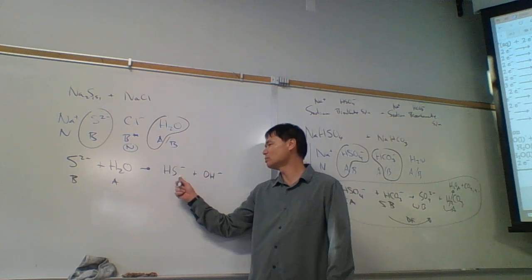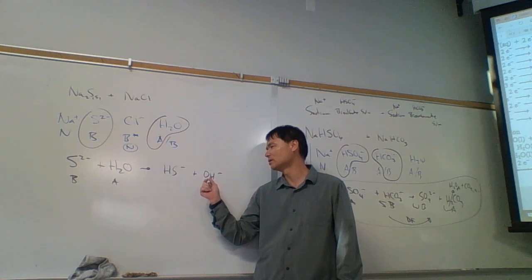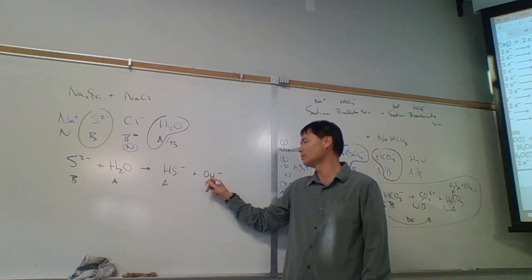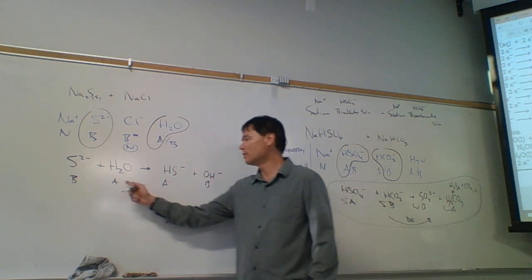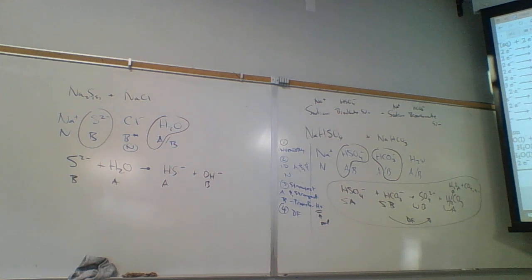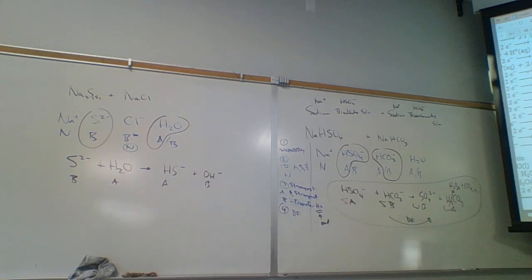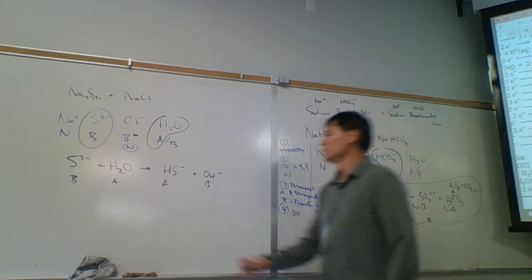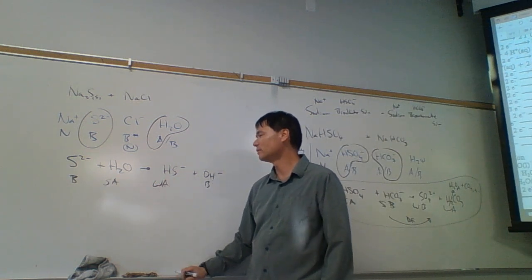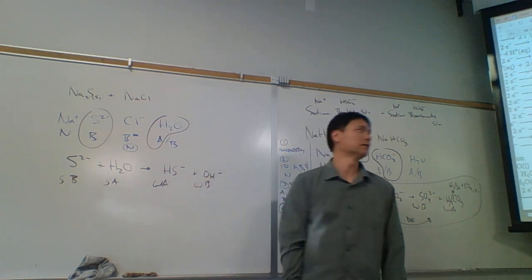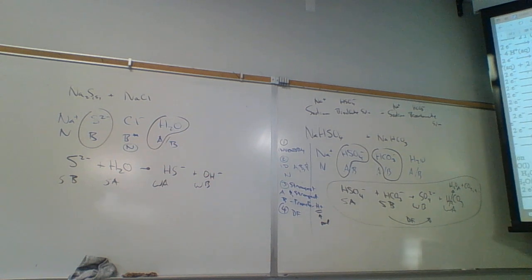Now, when we go backwards, which one lost? HS or OH? HS lost, so that's the acid, lost a proton. OH gained a proton. This is the base. Okay, now let's compare the two acids. Water versus HS minus. Which one's a better acid? Water. That's our driving force. That means sulfide must be a stronger base than hydroxide. Is that correct? If it isn't, then we made a mistake. Sulfide is stronger than hydroxide, so that's correct.